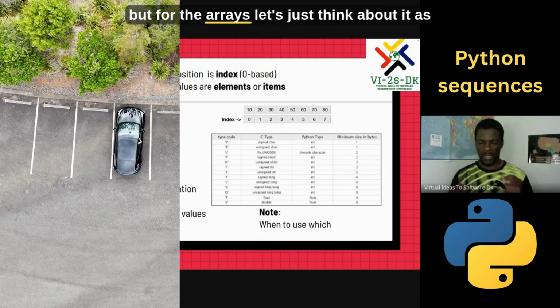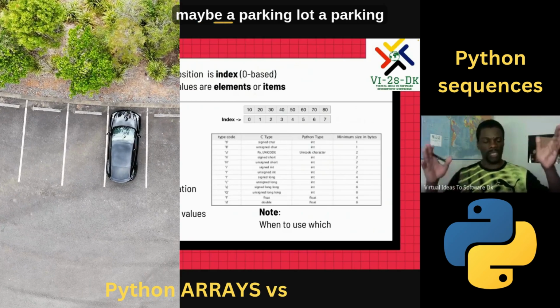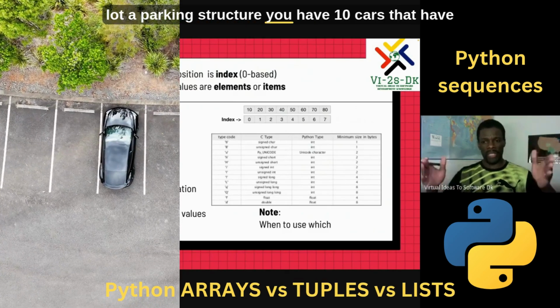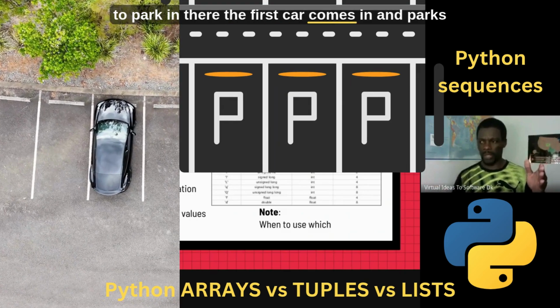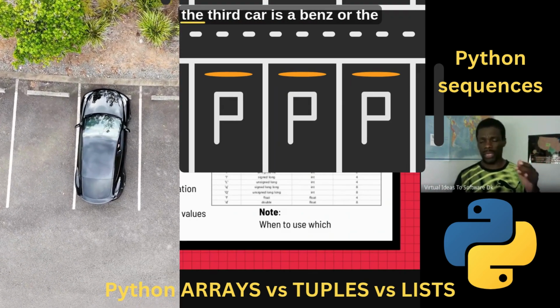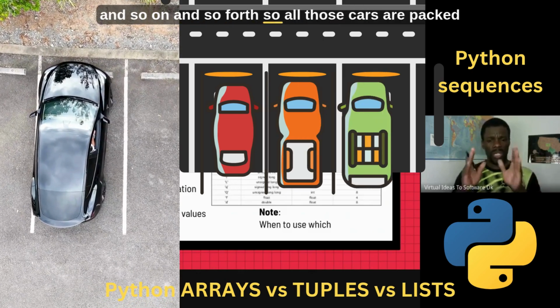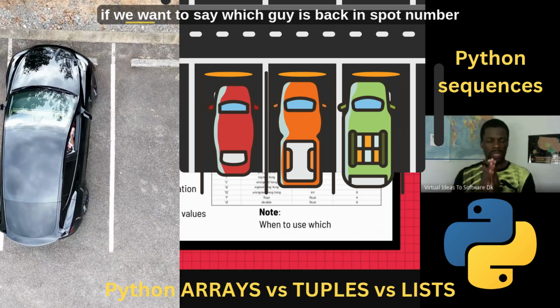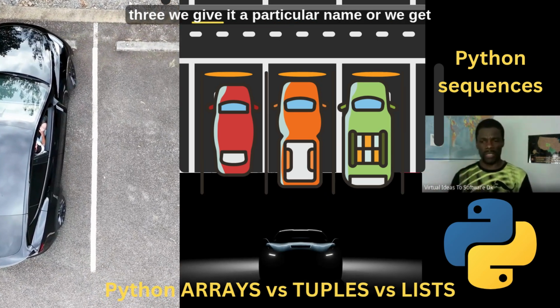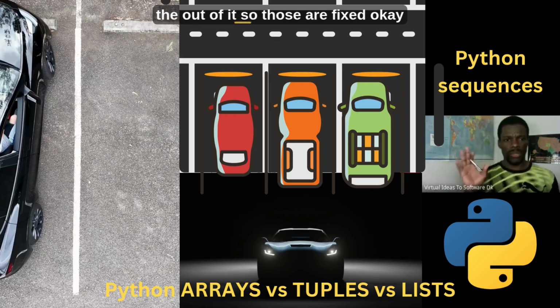For the arrays, let's just think about it as maybe a parking structure. You have 10 cars that have to park in there. The first car comes in and parks in, it's a Mercedes. The second car is a Ford. The third car is a Benz, the fourth car is a Jaguar, and so on and so forth. So all those cars are parked in a fixed location. If we want to say which car is parked in spot number 3, we give it a particular name or we get the value out of it. So those are fixed, okay?